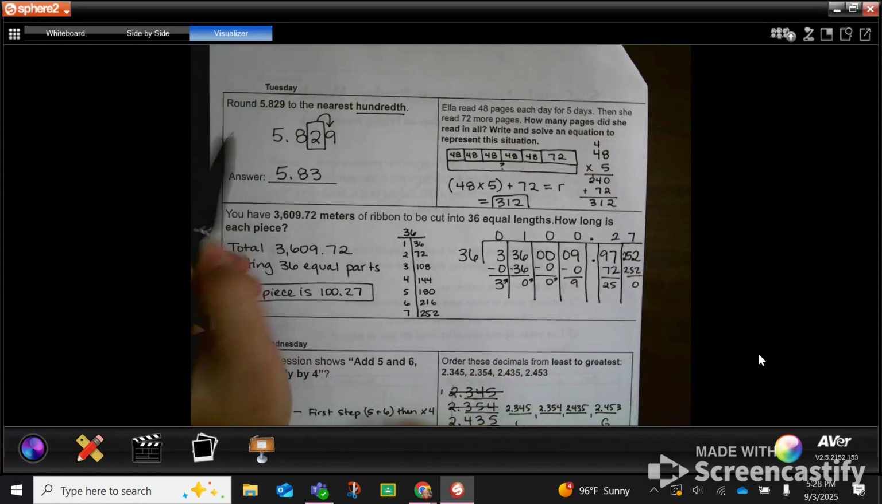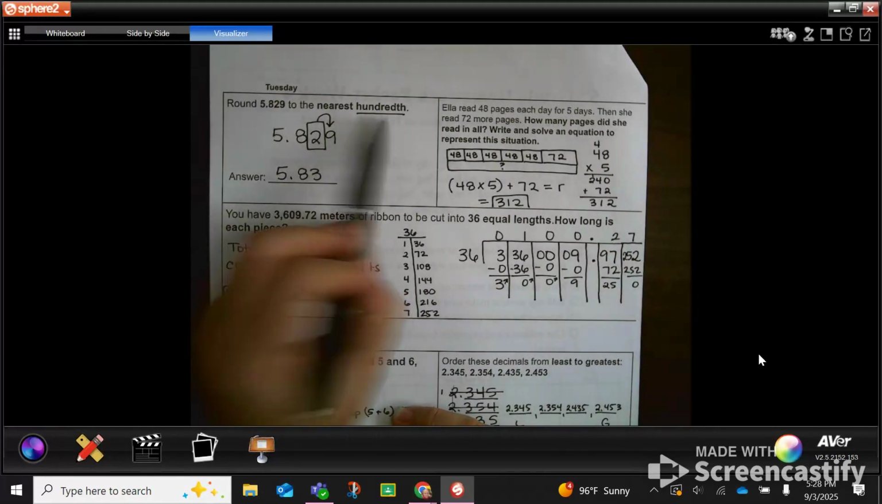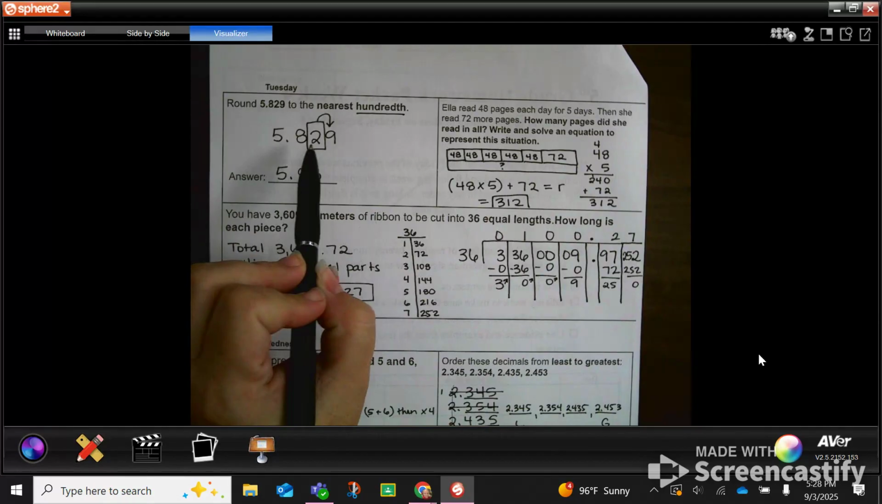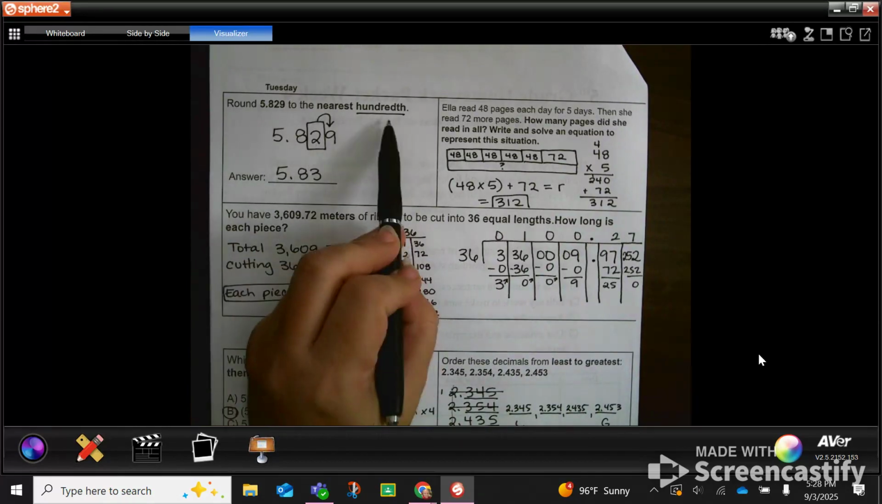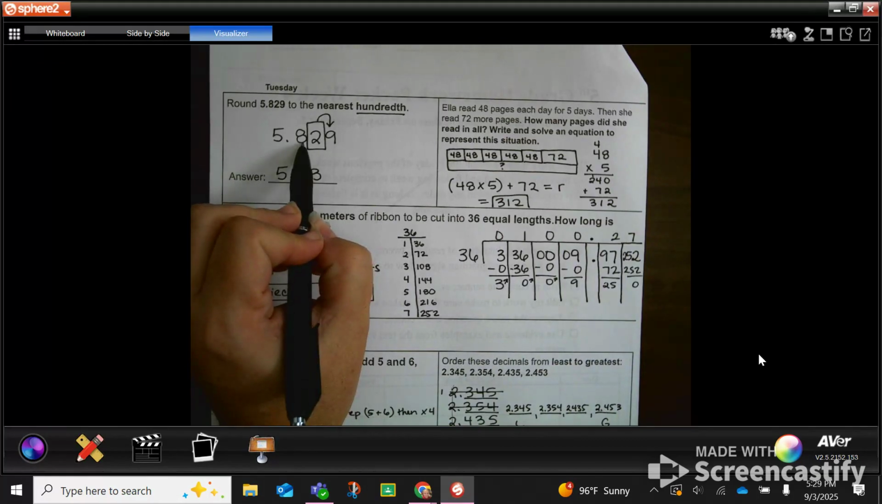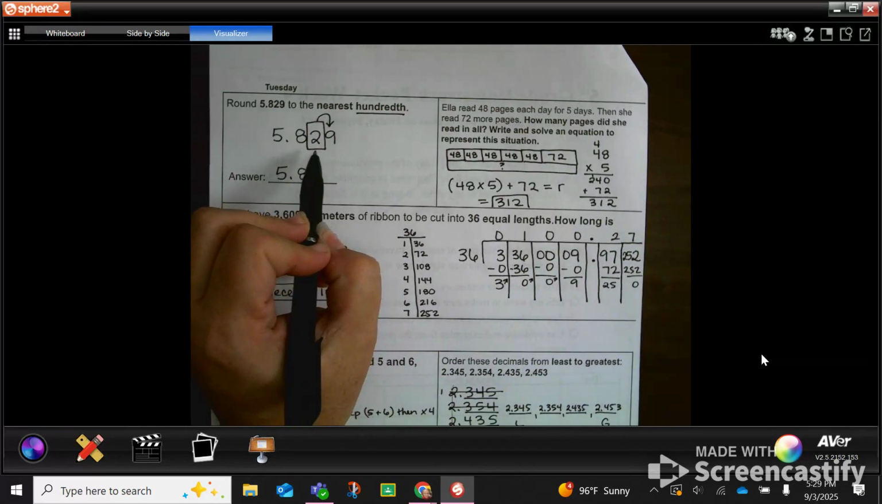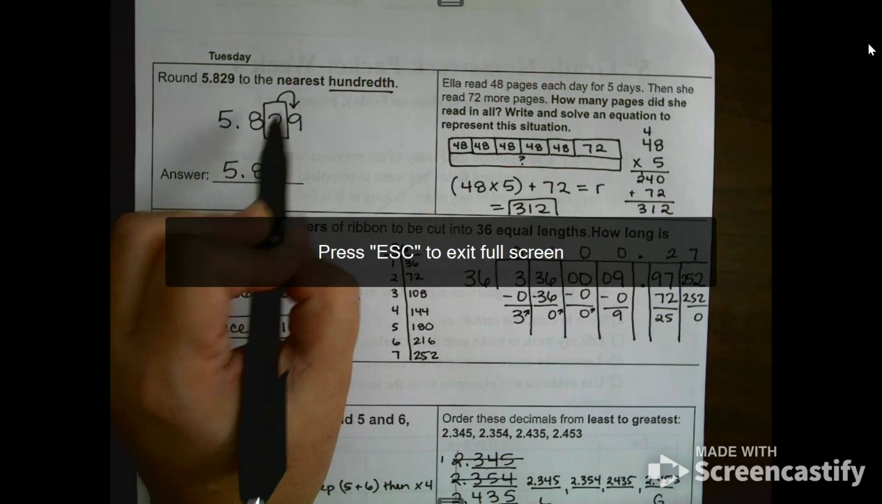So on Tuesday you had to round 5.829 to the nearest hundredth. If I'm rounding to the nearest hundredth, I'm going to box my hundredths place. So here's my ones, my tenths, my hundredths, and my thousandths. And that hundredths spot, we're going to box that, and then we're going to go next door.